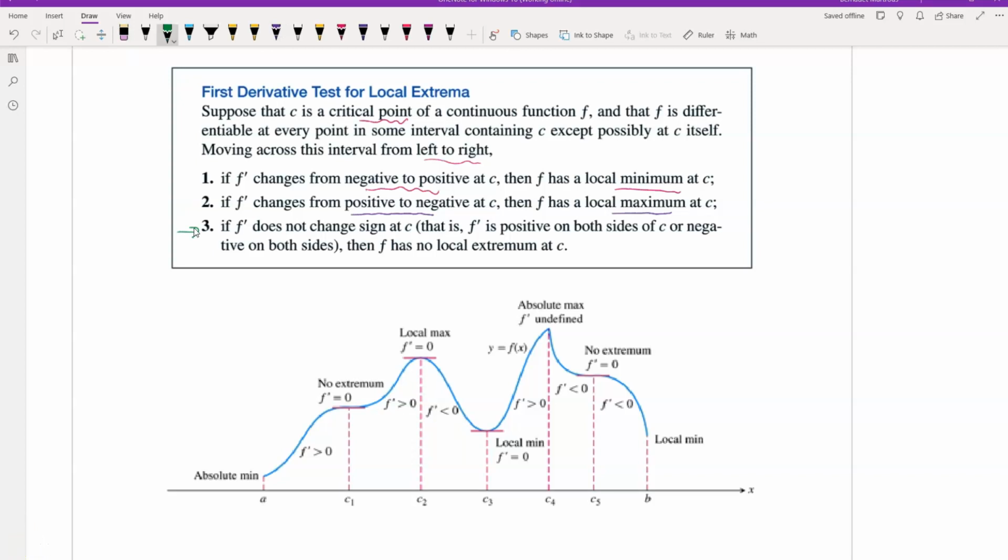If f prime does not change sign at c, that is f prime is positive on both sides of c or negative on both sides, then f has no local extremum at c. So from left to right, f prime is positive, and then here again is positive. That means between these two, our function has no local extremum at this point, c1. And that is the same for what we have here. Moving from left to right, here f prime is less than 0, and here again is less than 0. So our function has no local extremum at c5.